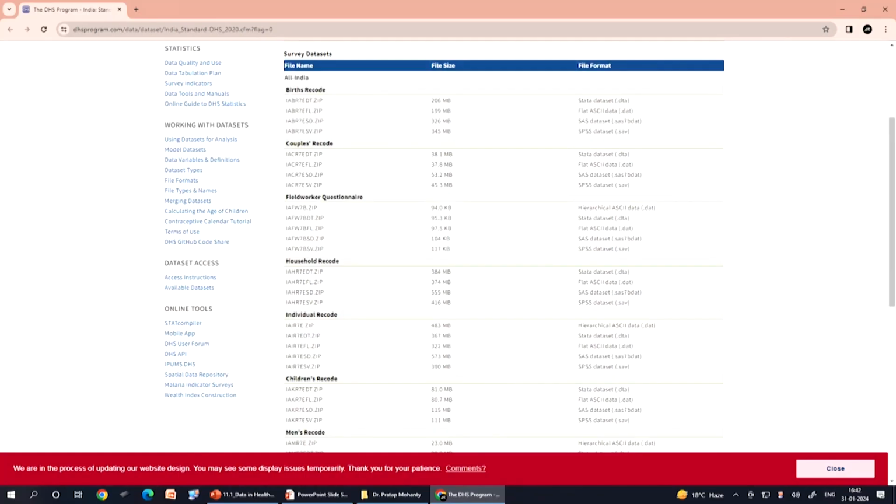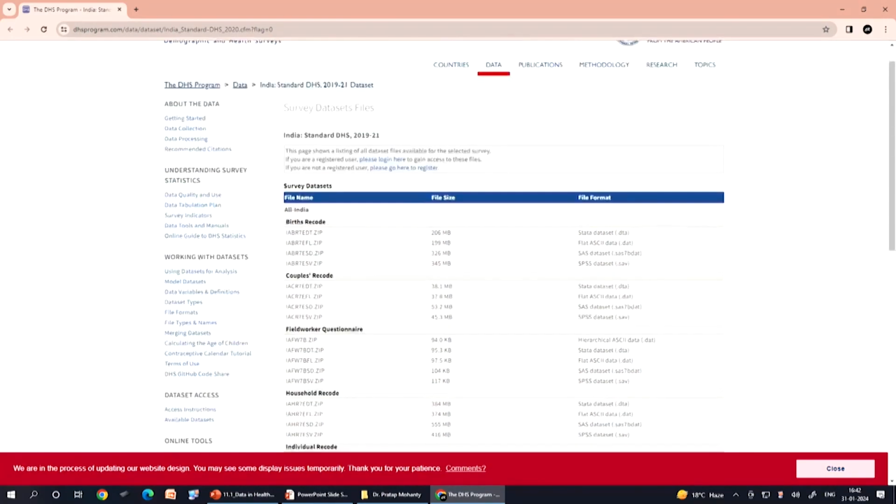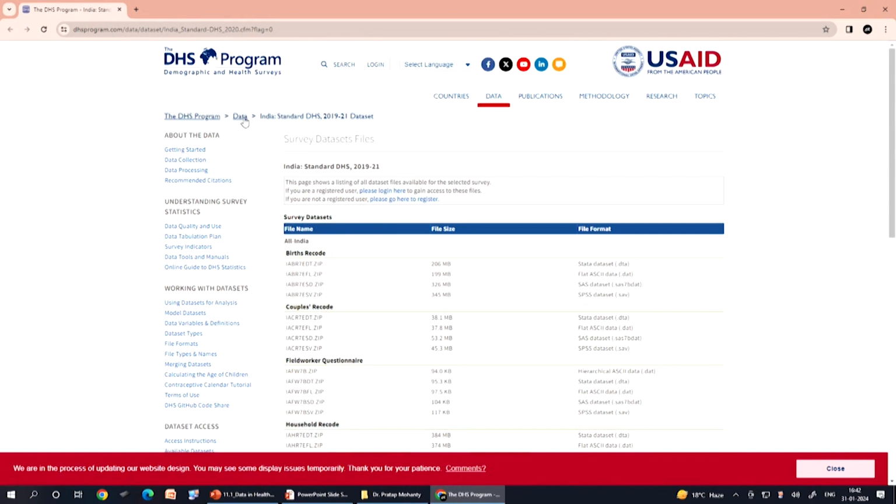These are systematically presented. That does not mean they have actually diluted the raw data. Either you can directly get the raw data and cross check whether it is right or not, or you can directly get the data in Stata format or in SAS format, in SPSS format. So, individual record refers to the women profile. Then children's record, etc. All datasets are available here. And this refers to the latest 2019-21 dataset.